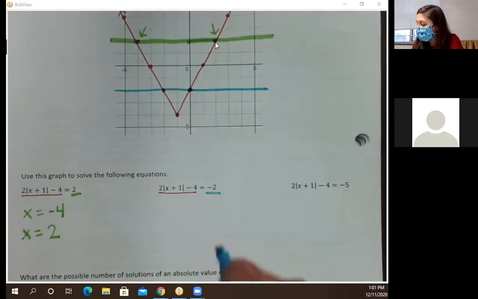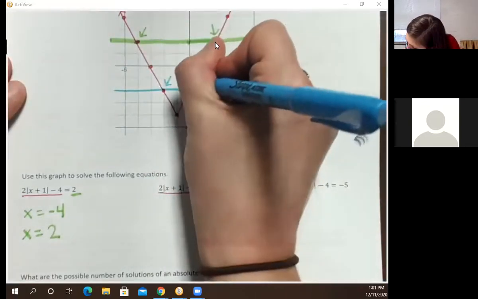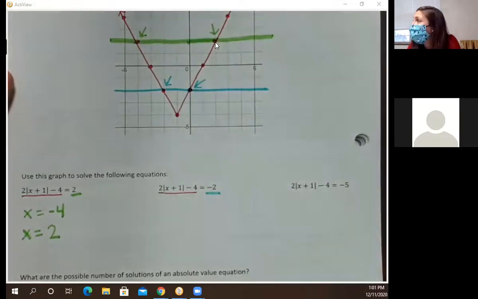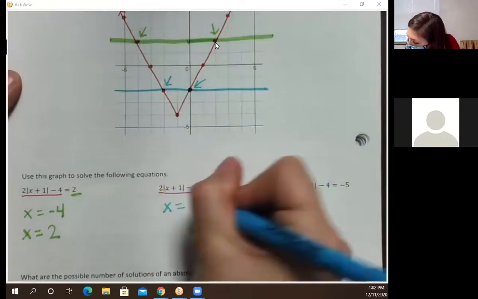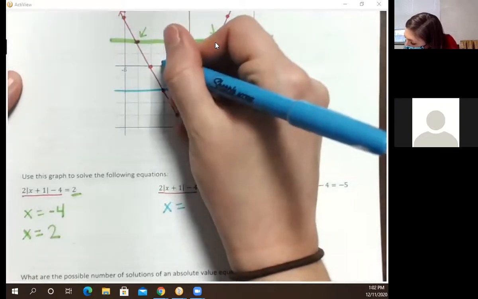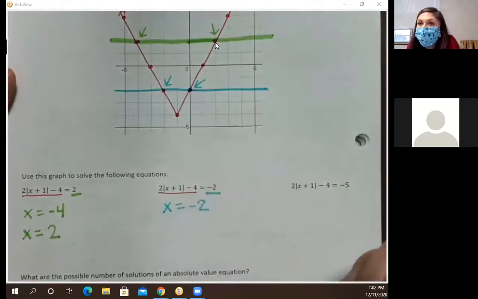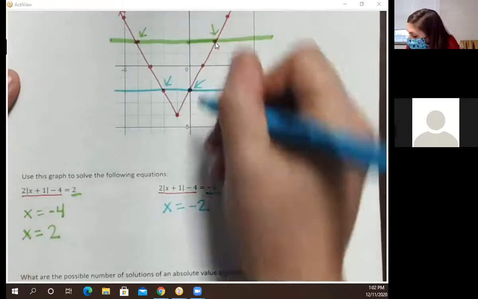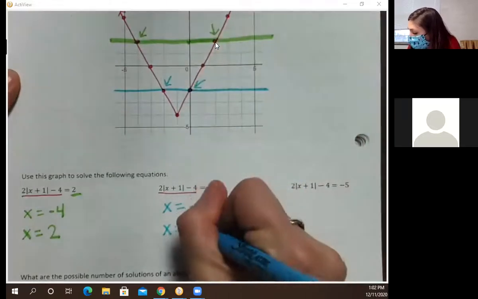And now to find what x is equal to, same idea. I'm going to look at those intersections and I'm going to give the x values. So x equals, this would be -2, right? The x value for that intersection is -2. And then over here, x equals 0. The x value there is 0.